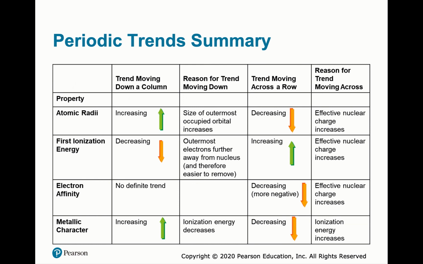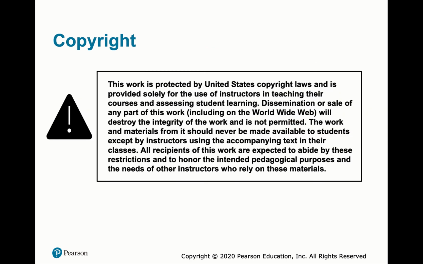Electron affinity doesn't really have any trend. Moving across the row, they tend to be more negative because the effective nuclear charge increases, though it's not a smooth trend, and it peaks around the halogens. Metallic character tends to increase going down a column, and it decreases moving from left to right. And again, this is a fuzzy trend.